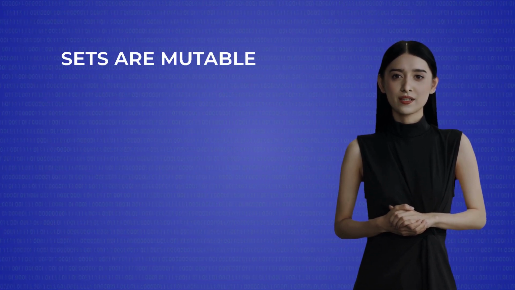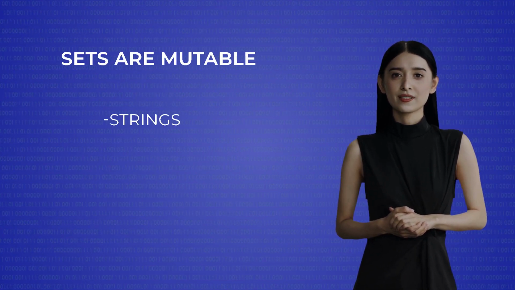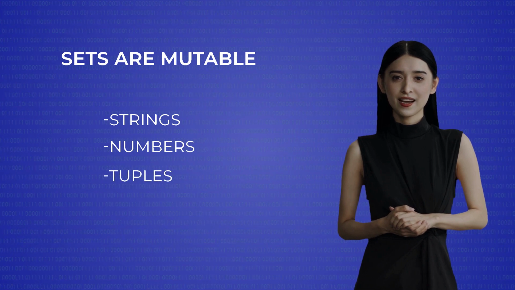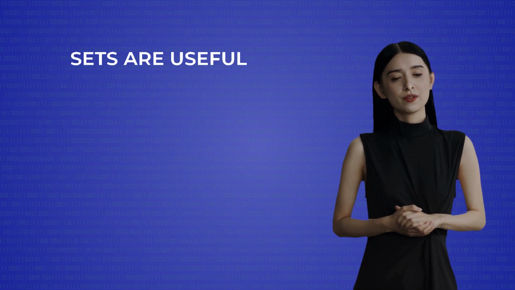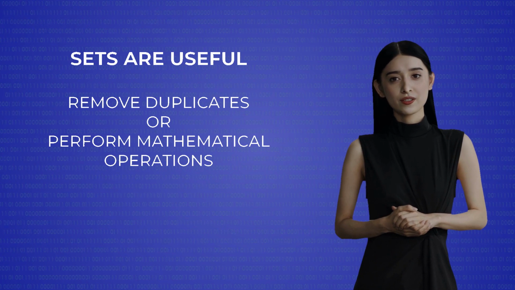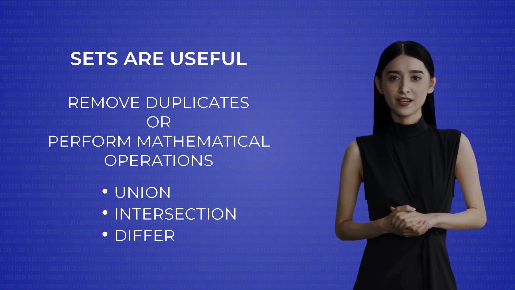Sets are unordered collections of unique elements. They are mutable, but the elements within them must be immutable, like strings, numbers, or tuples. Sets are incredibly useful when you need to remove duplicates or perform mathematical operations like union, intersection, and difference. Here is how you would create a set data type variable in Python.